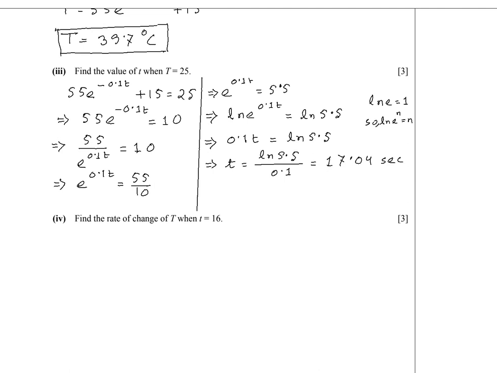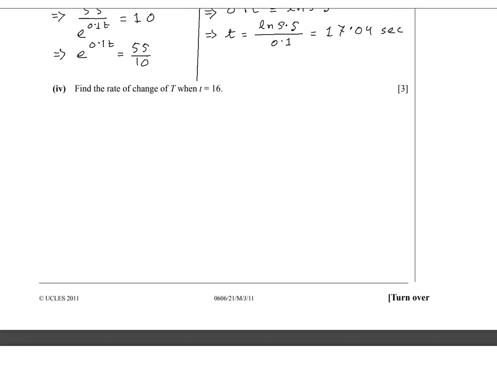You can keep 17 as well. So our final answer is t equals 17.04 seconds. Wait a minute, here time is in minutes, not in seconds. So let me correct this mistake. Sorry for the mistake. Let me erase this. Now let's write minutes here. So we got our final answer as t equals 17.04 minutes. So the third part of this question is done.